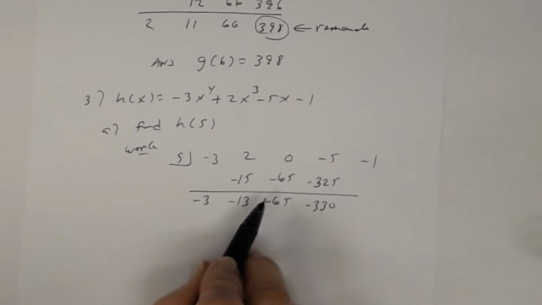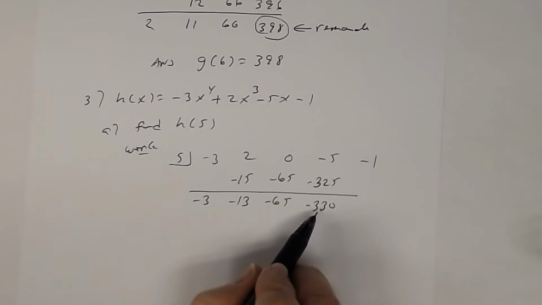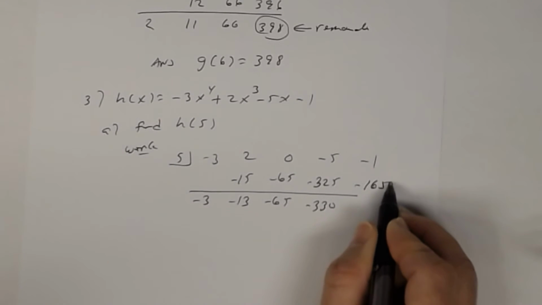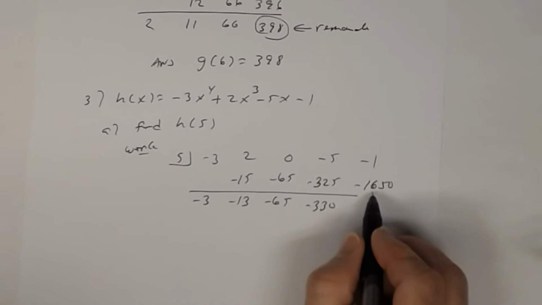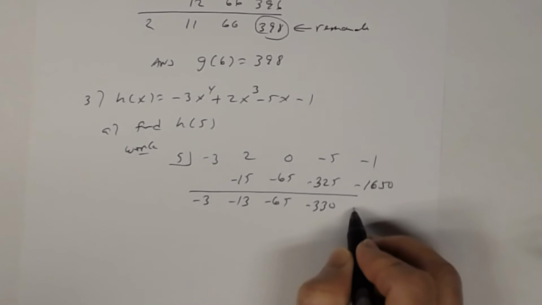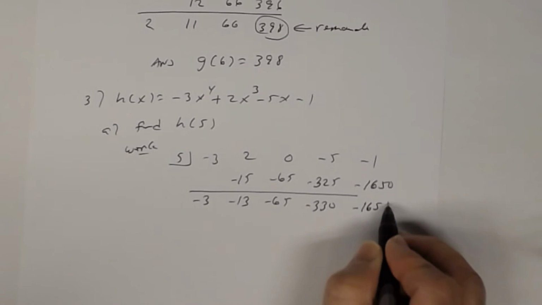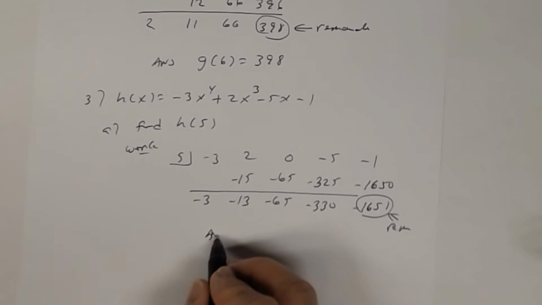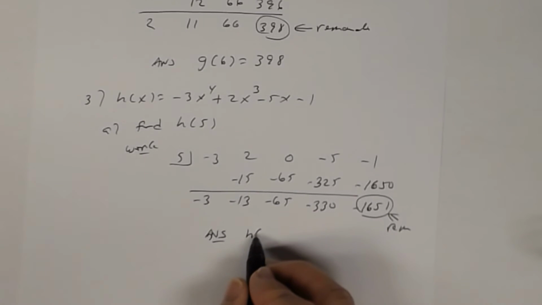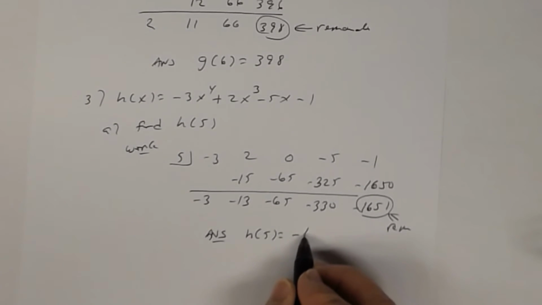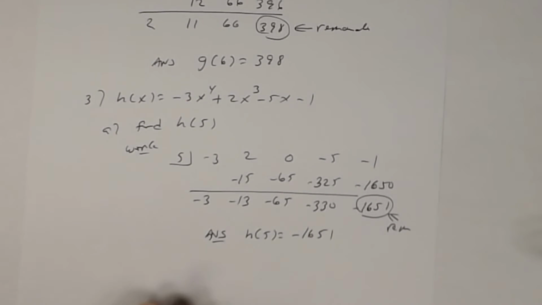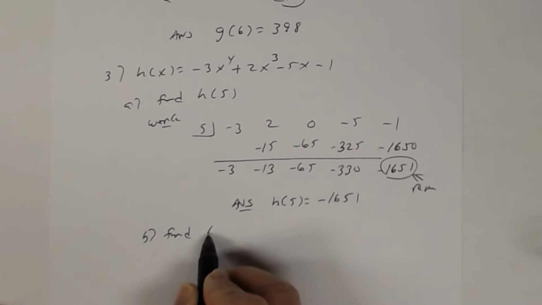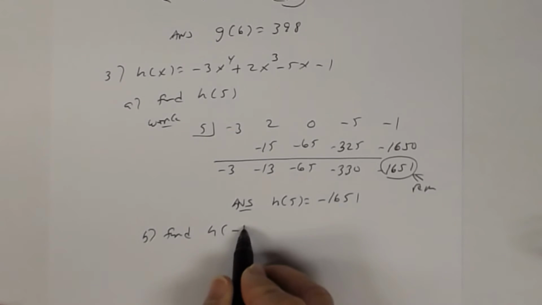Then you say 5 times negative 330 is a negative 1,650. Add these, a negative 1 and a negative 1,650 is a negative 1,651. So there's your remainder. And so your answer, you're going to say h of 5 is equal to negative 1,651. Okay, B part, you want to find h of negative 6.